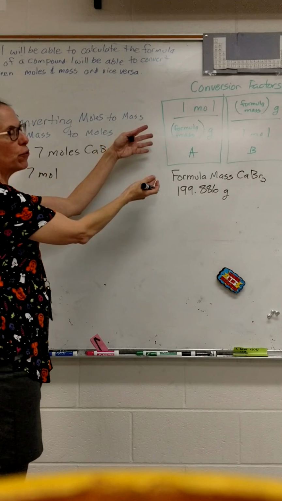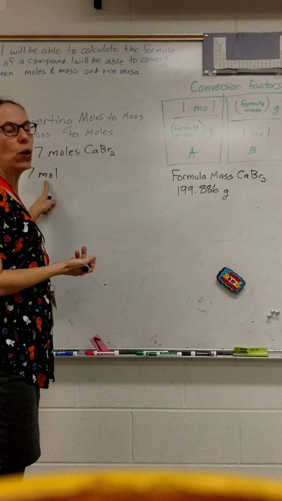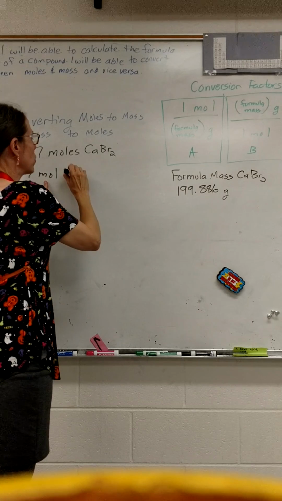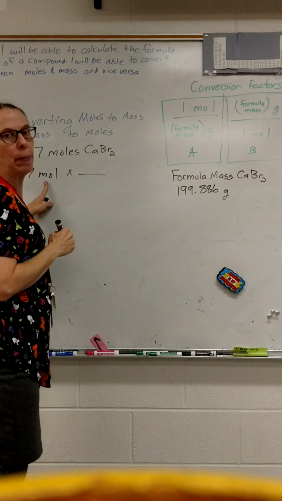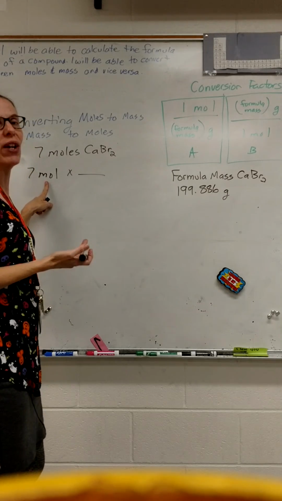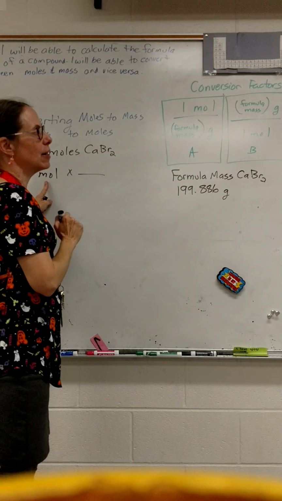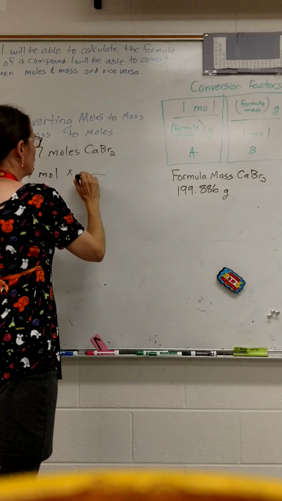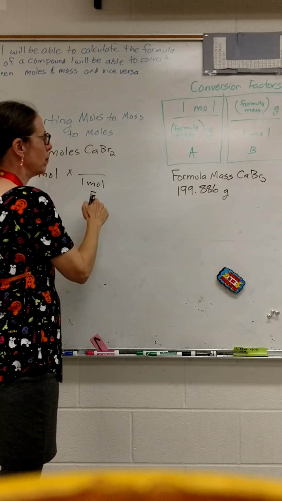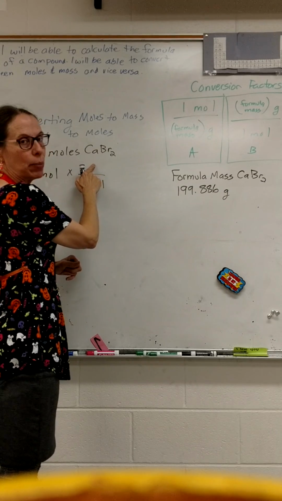We're going to pick the conversion factor that gets rid of what we don't want. We don't want moles. We're going to pick a conversion factor that has moles on the bottom. We do want grams, so we're going to pick the conversion factor that has grams on top. That's going to be conversion factor B in this particular case. So we are going to write 1 mole on the bottom, and on the top, we're going to write the formula mass for calcium bromide.